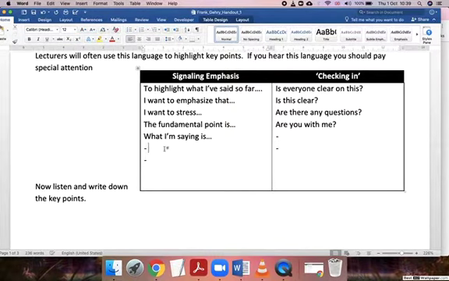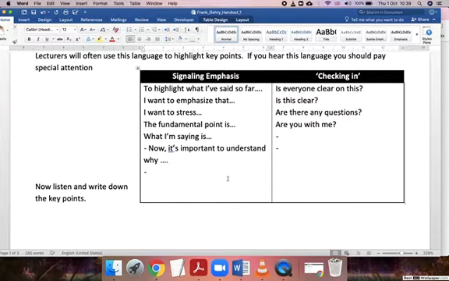Welcome back. So what have you added to signal emphasis? Okay, so the lecturer says, now it's important to understand why... Okay, and I want to highlight... Okay, and for checking in, she just says, right? Yeah, asking like this, right? And any questions? Yeah, nice and easy.